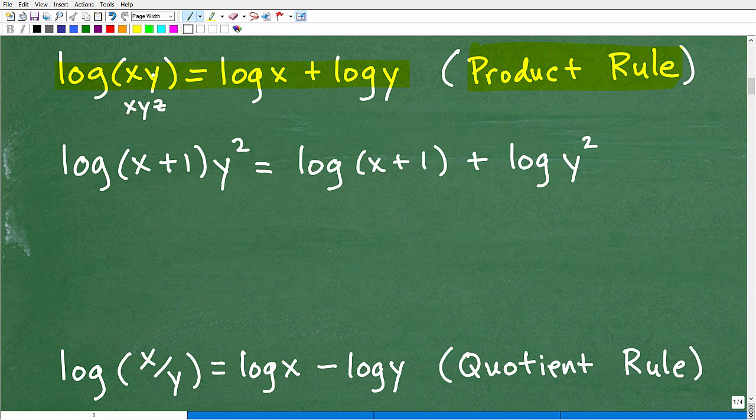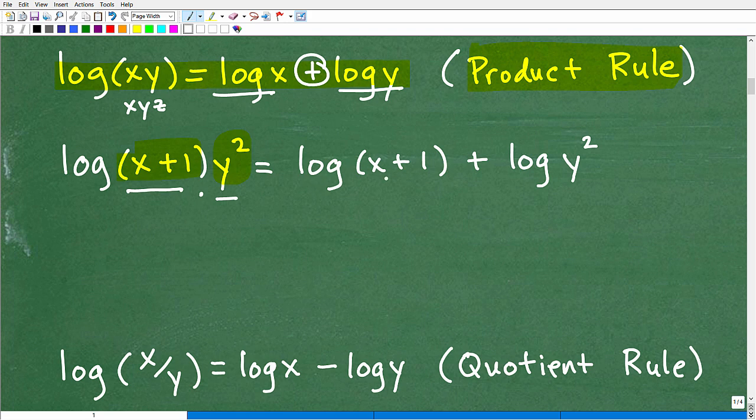I'm just showing you two things here being multiplied together, but we could separate products by an addition operator, okay? So let's take a look at an example. Let's say I have log of x plus 1, that's one thing, being multiplied by y squared, right? So it's this thing being multiplied by this thing. I could rewrite this using the product rule of logarithms.